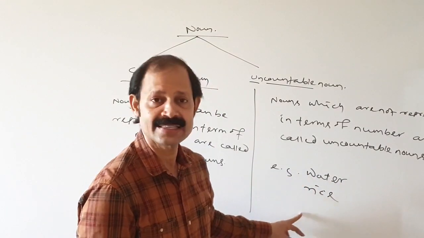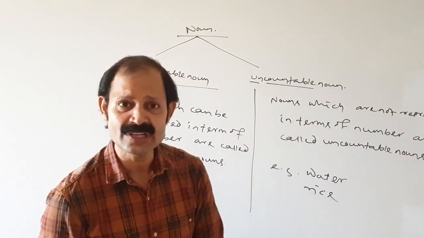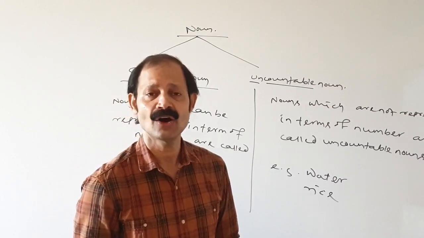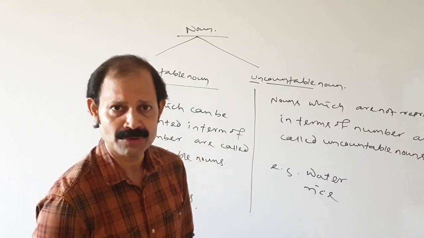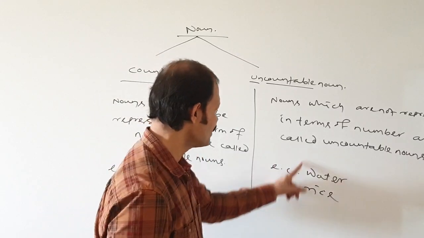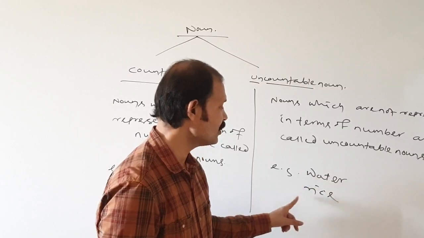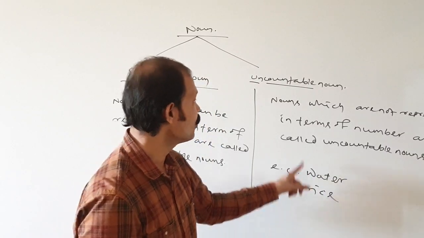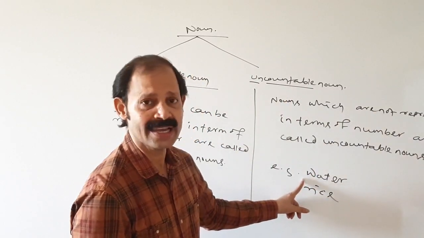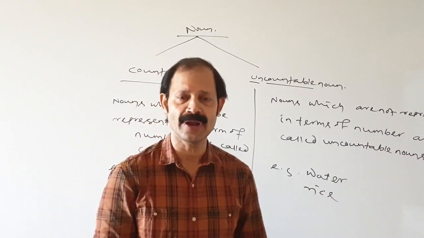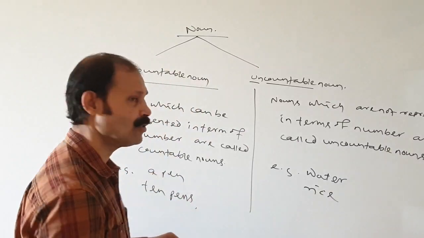So this is an uncountable noun. Water, rice, sand, also wisdom, knowledge, all such things are uncountable nouns. Air, uncountable noun. Wind, uncountable noun. We cannot say 5 waters or 10 rice, etc. That's why an uncountable noun doesn't have any plural form. Now coming to the point, what is meant by in terms of number?